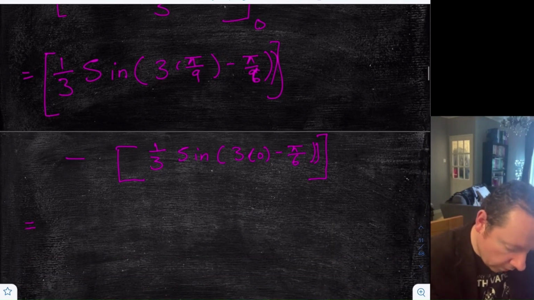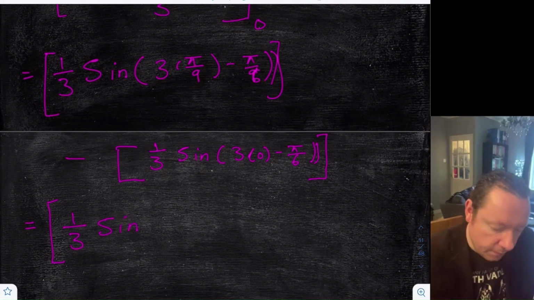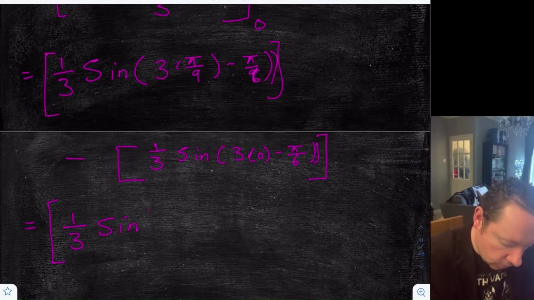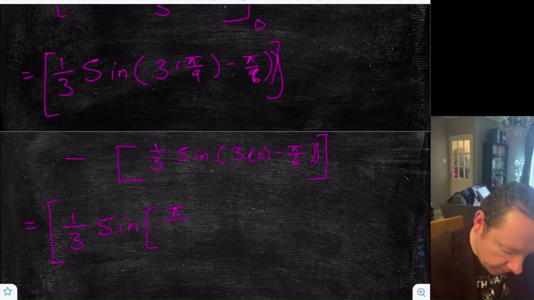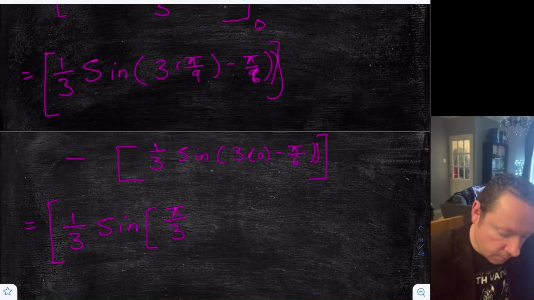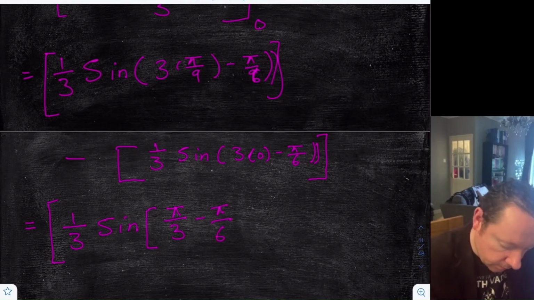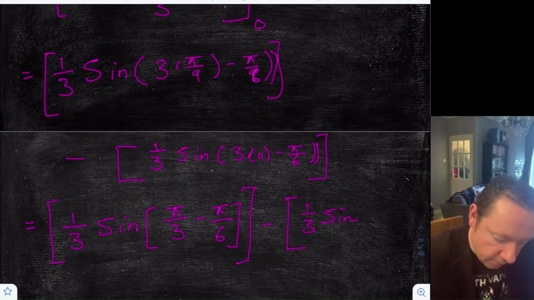So that gives me 1/3. If I take my first one, sine 3 pi over 9. So let's just do this. 3 pi over 9 is pi over 3. So I've got pi over 3. And then our pi over 6, we can think of that as minus pi over 6. Take away a third of sine. And then 3 nothings is nothing, so it's just minus pi over 6.